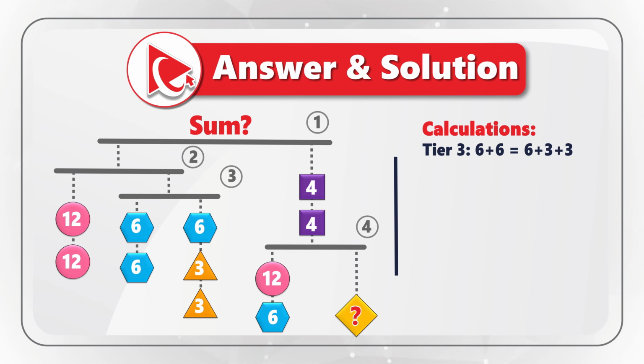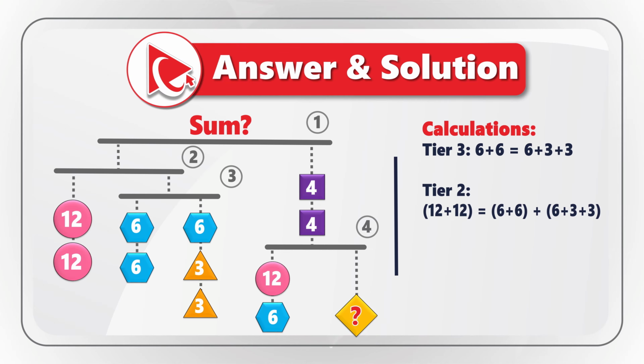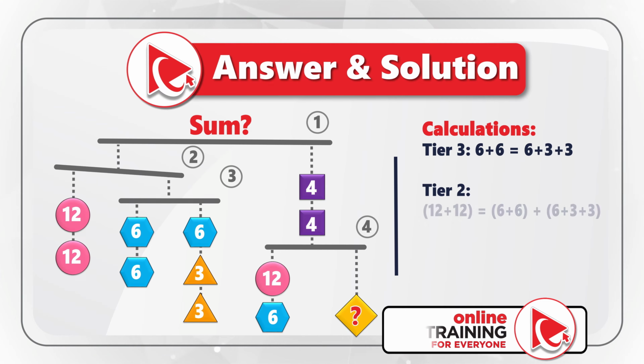Now let's look closely at the Tier 2. On the left of the Tier 2, we have 2 circles. Each circle has a value of 12. 2 circles would be equal 24. On the left of the Tier 2, we have 2 circles with total value of 24 and the entire Tier 3, which also equals 24. This is what keeps Tier 2 in balance.